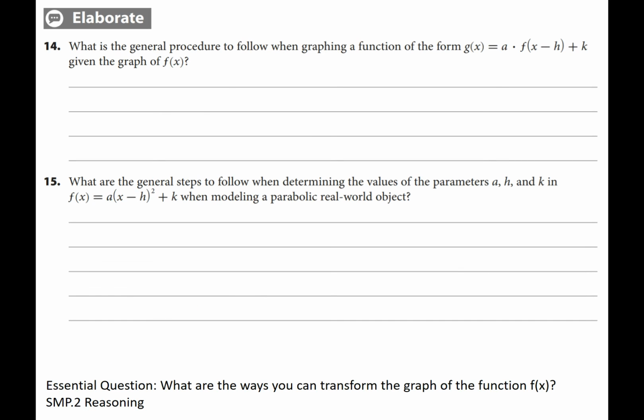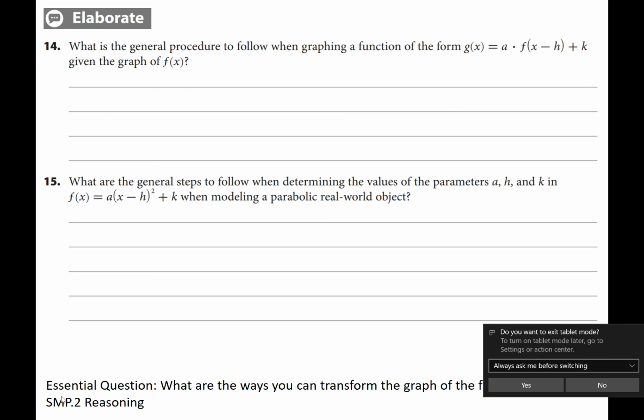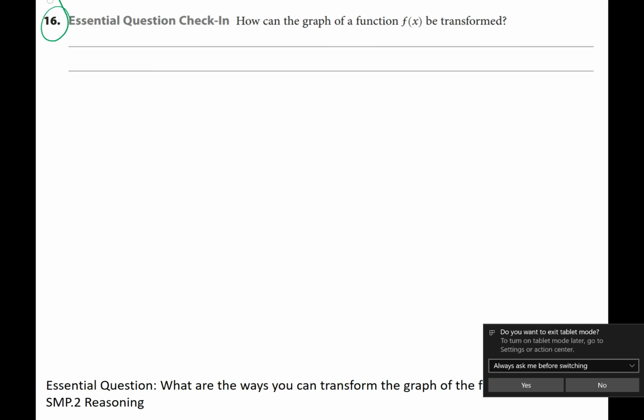So to finish getting your class points for the day, you need to fill out the elaborate section. So you're going to do 14, 15, and 16 today.